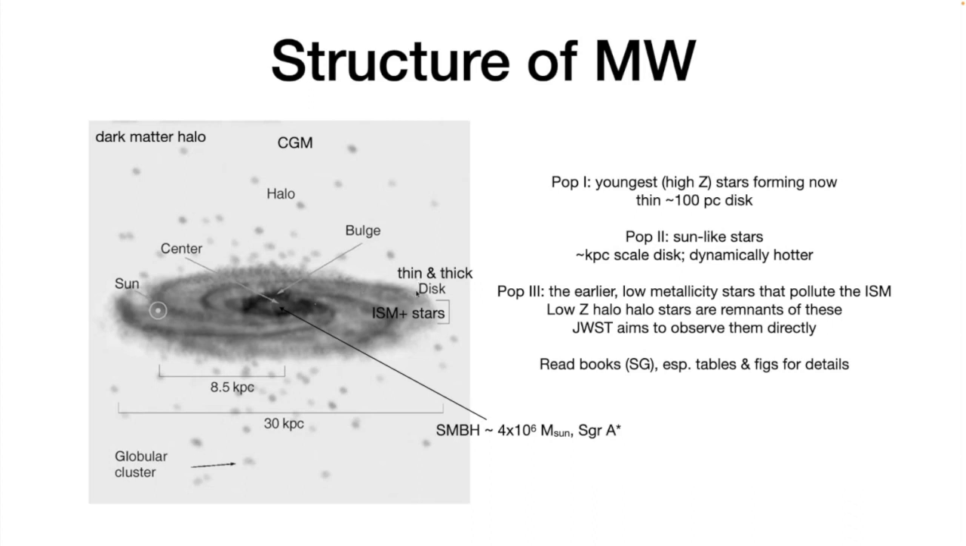On the other hand, young stars like O stars and so on are just born now out of the gas. Gas is cold and thin, so it is a thinner structure. So thin and thick disks. In addition to the stars, there's a lot of gas in between the stars, and this is the gas out of which stars form and also return their metals after they die as supernovae and through massive stellar winds.